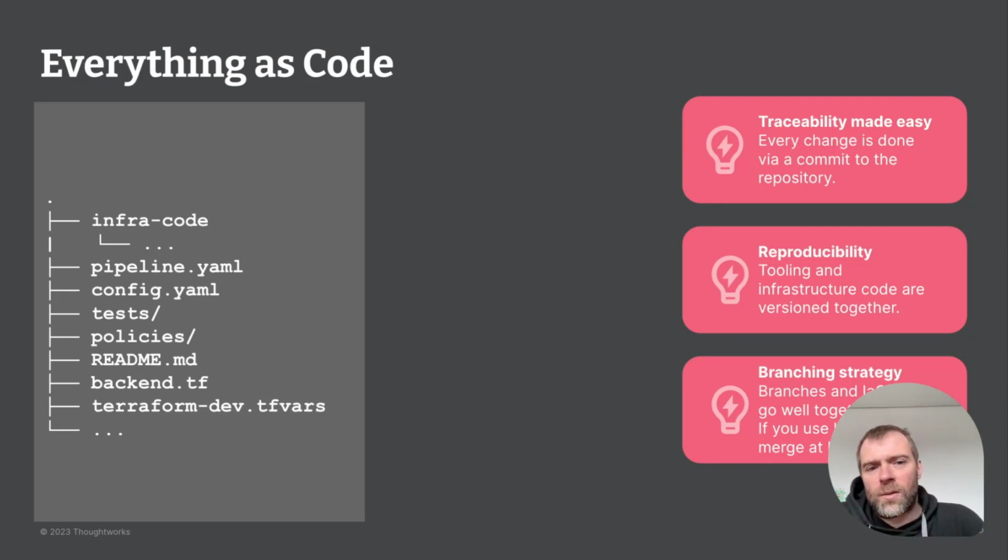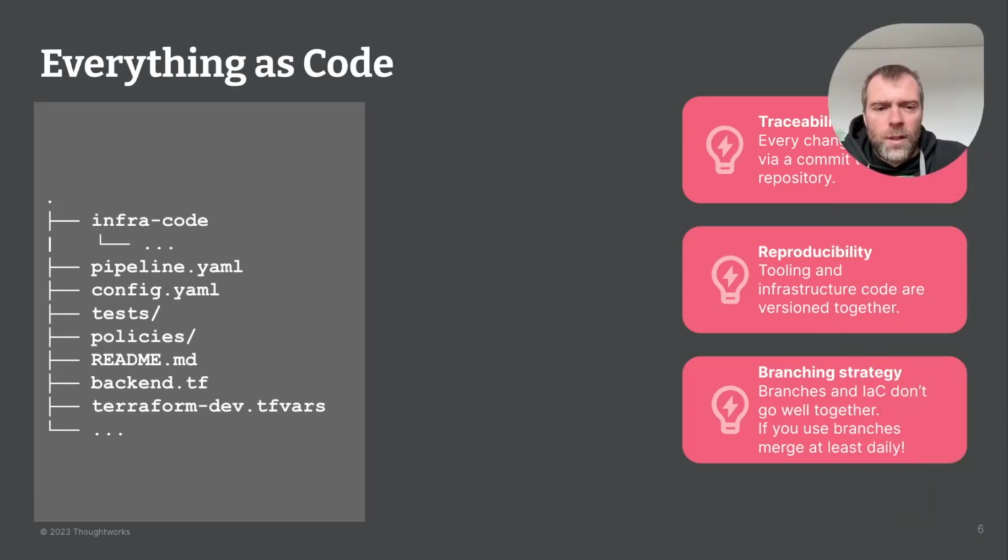It also allows for reproducibility, because the tooling, so all dependencies to tools and the infrastructure code, but also the configuration and the pipeline, everything you need to spin up the infrastructure is always versioned together. So it allows you to jump into any point of time and recreate the state back then.